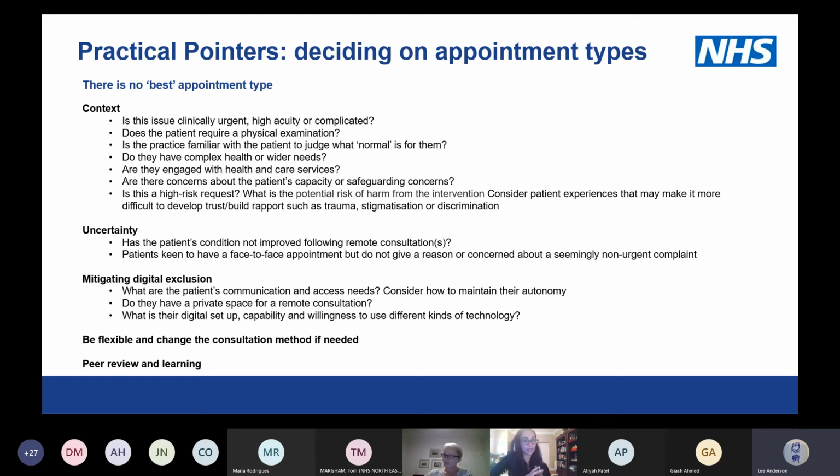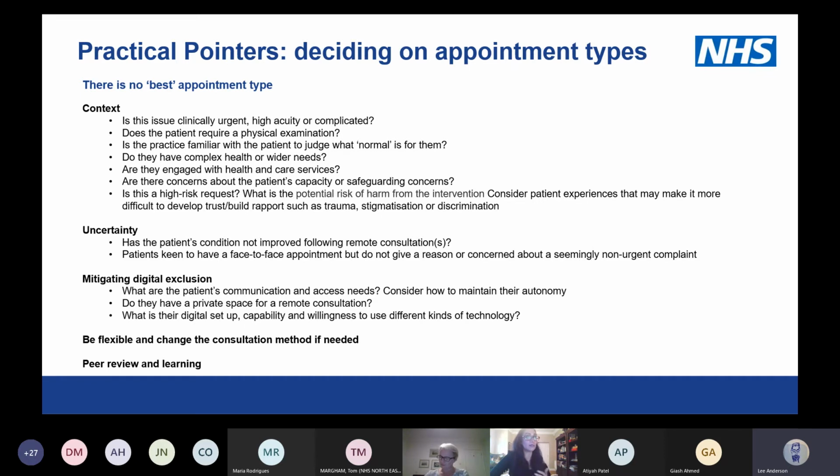And peer review and learning is going to be key to this. So just within your practice team, and we do this within our practice, we look at our outcome data and we look at where there is variation between clinicians, and we challenge each other and we share learning and we discuss why we manage certain cases in certain ways.